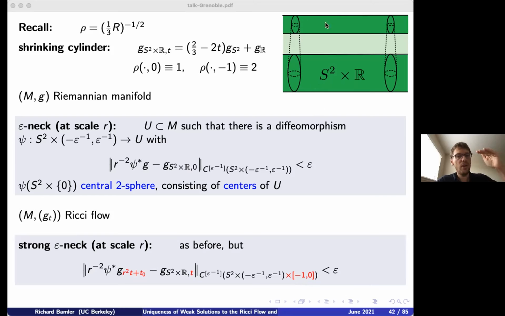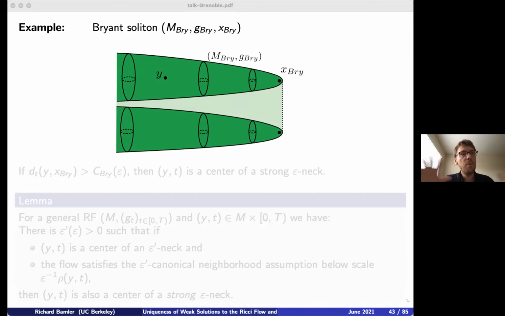Okay, this is just a little stronger statement. Let's apply our new terminology, because this is some discussion that we'll need in the following. Let me consider the Bryant soliton. Recall this is a rotationally symmetric solution to the Ricci flow, where the warping function opens up like a square root of the distance. Let me choose a point y somewhere away from the tip of the Bryant soliton. Now if we look at a neighborhood of this point, and say we rescale the Bryant soliton to normalize the curvature at this point.